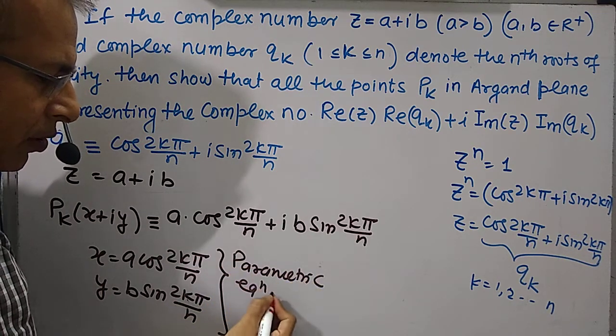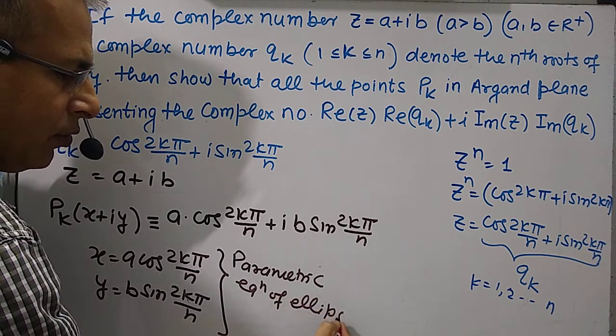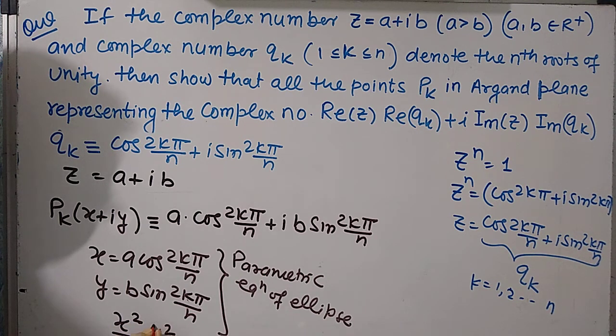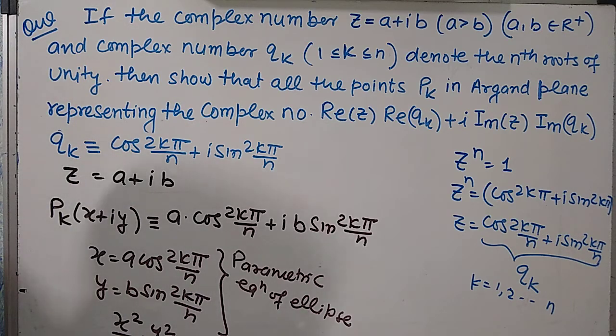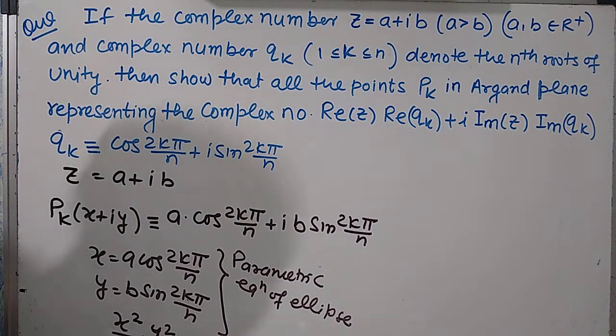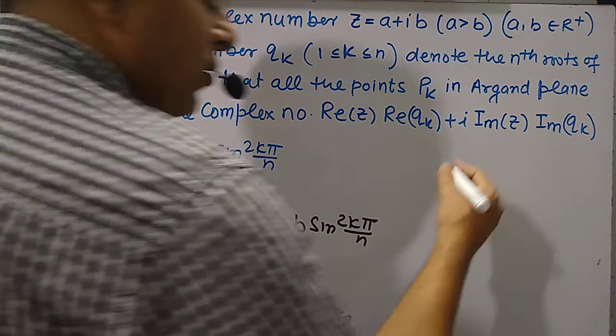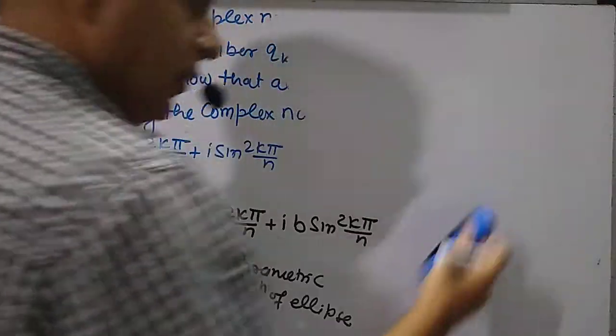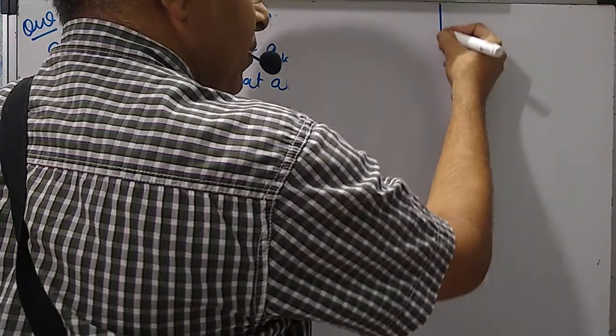Parametric equation of ellipse. So if you eliminate 2k pi upon n, we will get the equation of the ellipse. The equation of the ellipse will be x square upon a square plus y square upon b square equal to 1, and given that a is greater than b. Now we have to find out pks. So now all the points will lie on the ellipse on the positive side.